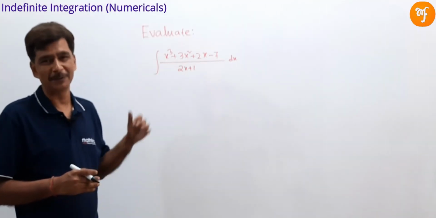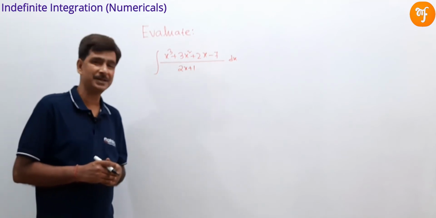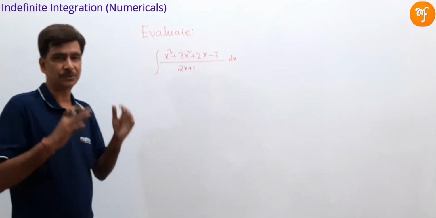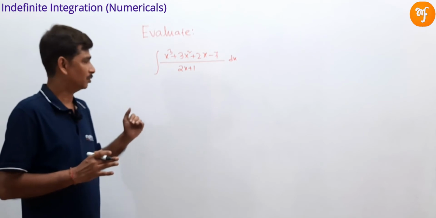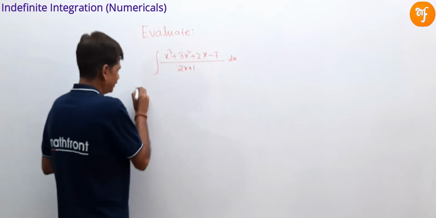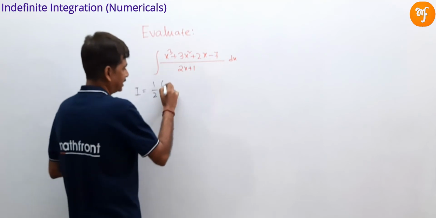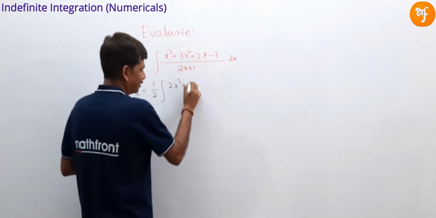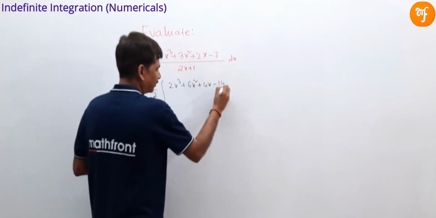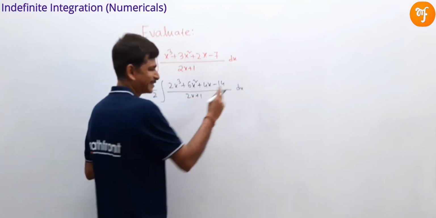So friends, come to the next question, that is the integration of x cube plus 3x square plus 2x minus 7, whole divided by 2x plus 1, dx. Now to solve this type of numerical, first of all we will multiply by 2 at both numerator and denominator. So in the first step, I is equal to half of the integration of 2x cube plus 6x square plus 4x minus 14, whole divided by 2x plus 1, dx.